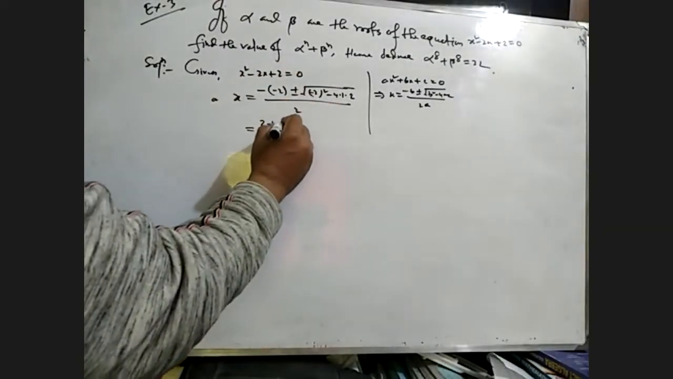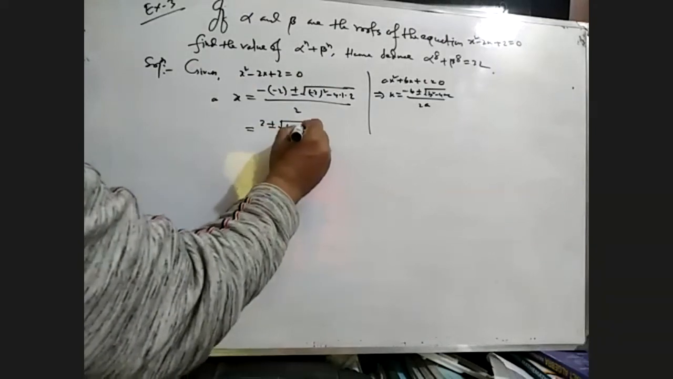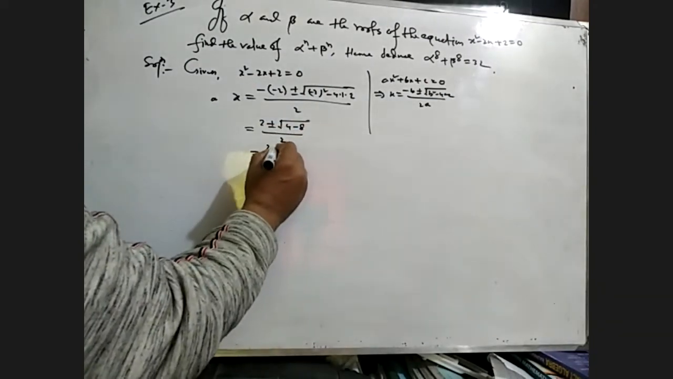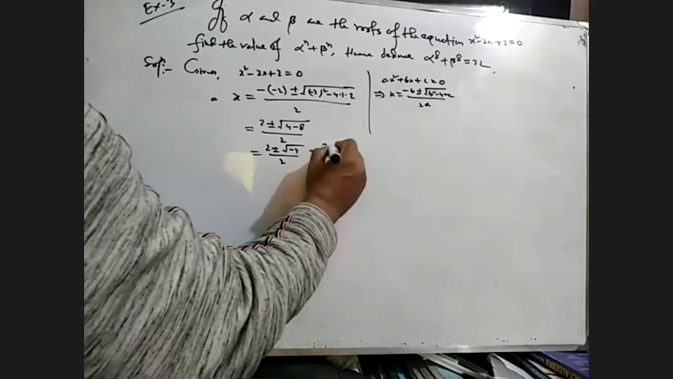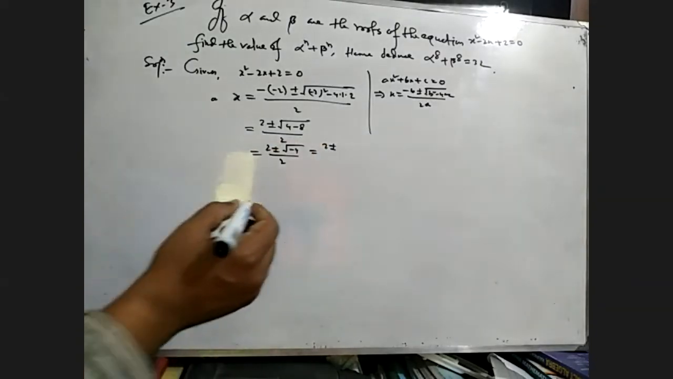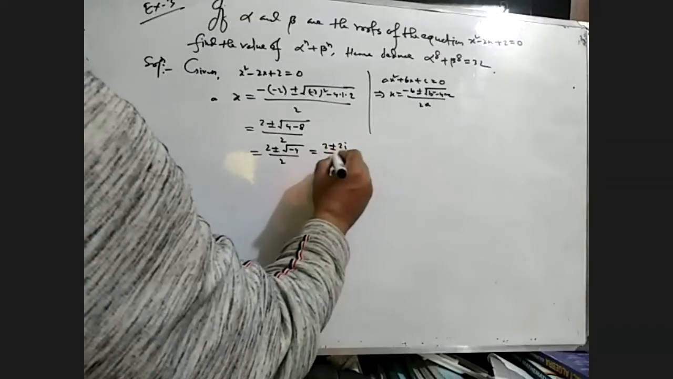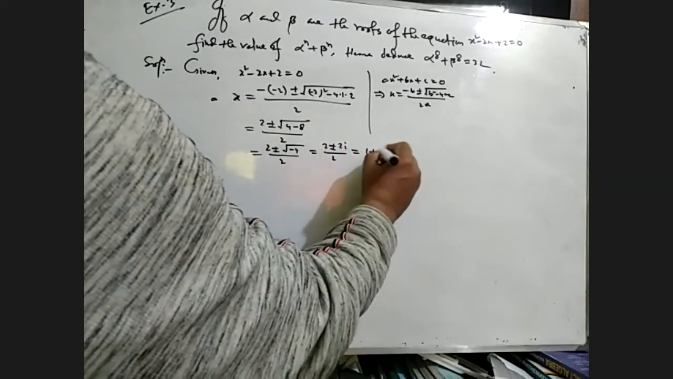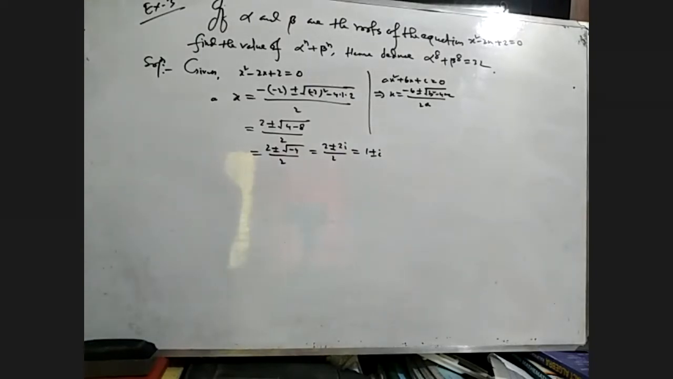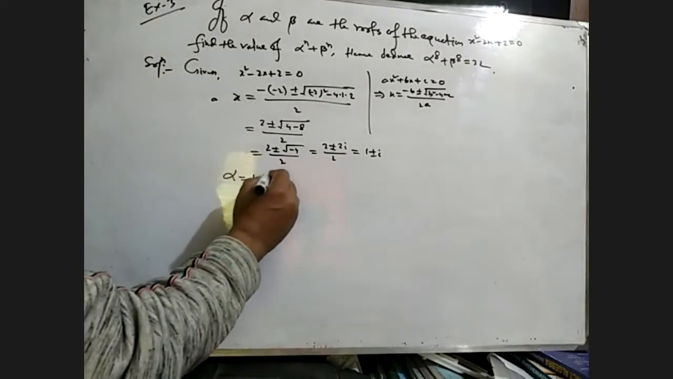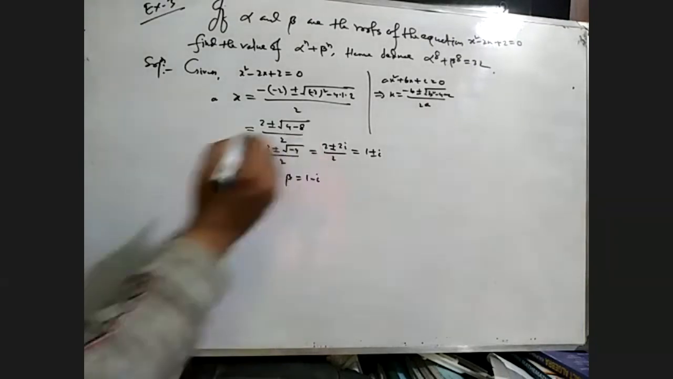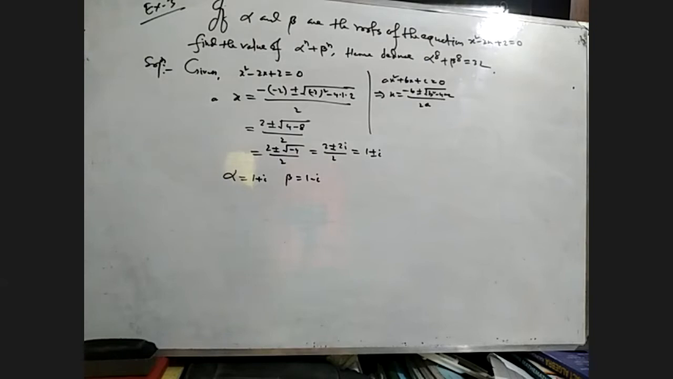So we get 4 minus 8 divided by 2, that is 4i square. So twice i divided by 2, 2 will be common, 1 plus minus i. So here the first root alpha equals to 1 plus i, and beta equals to 1 minus i, because the two roots are indicated by alpha and beta.